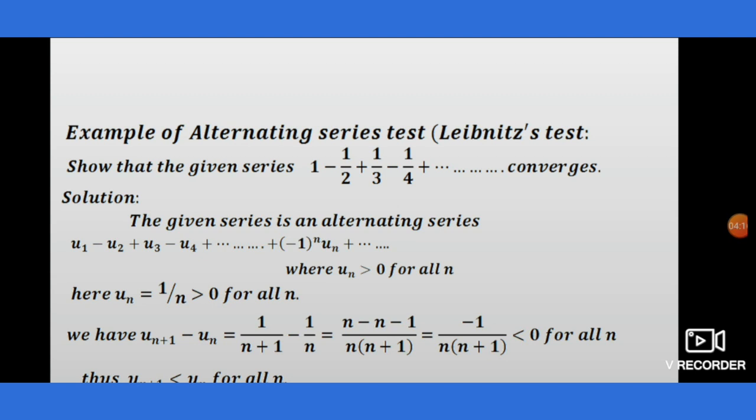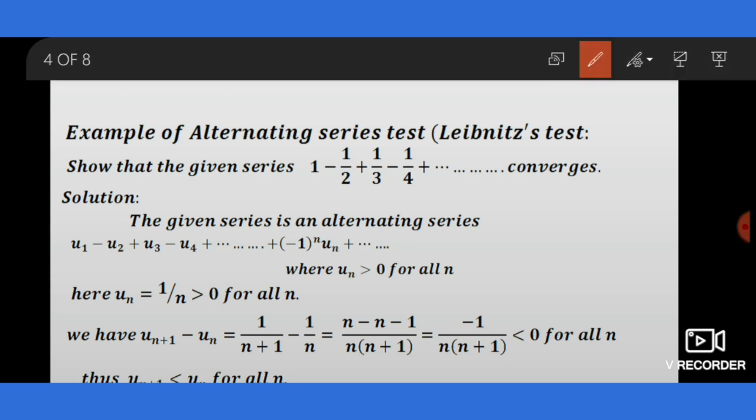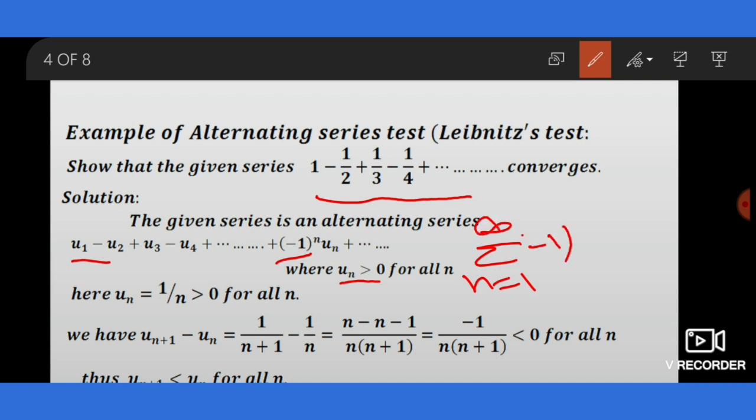Example of the alternating series test, the Leibniz test. Show that the given series 1 minus 1 by 2 plus 1 by 3 minus 1 by 4 plus so on converges. The given series is an alternating series u1 minus u2 plus u3 minus so on, (-1)^n un plus so on, where un is positive for all n. It can be written as summation n equals 1 to infinity (-1)^n un.